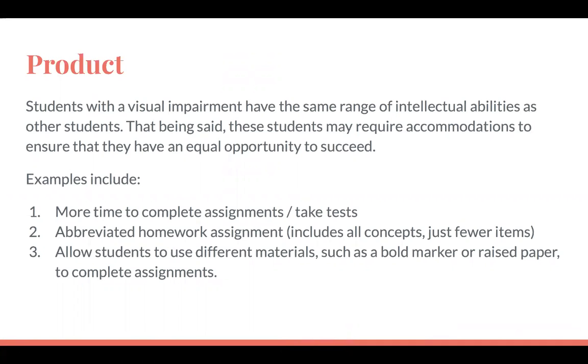Students with a visual impairment have the same range of intellectual abilities as other students. That being said, these students may require accommodations to ensure that they have an equal opportunity to succeed. Some examples include more time to complete assignments and take tests, abbreviated homework assignments, which include all of the concepts that the student has been learning, just fewer items per concept, and allowing students to use different materials such as a bold marker or raised paper to complete assignments.